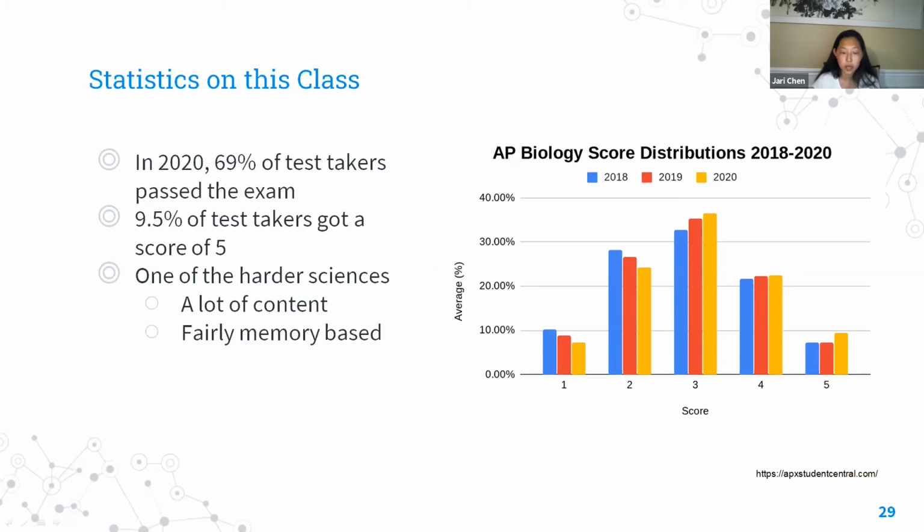On the right, you can see how the score distributions are similar to computer science principles, my bad. It's also in the shape of a bell curve, with most people testing with a 3, and less than 10% getting a 5.